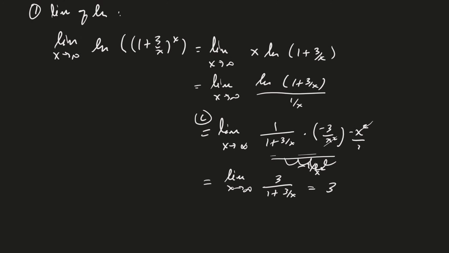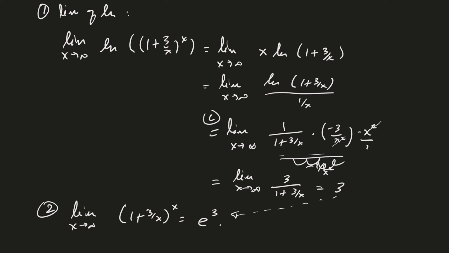But that's not the end, right? So that means that the limit as x goes to infinity of 1 plus 3 over x to the x power is equal to e to the 3 power. Good. And that's how it's done.